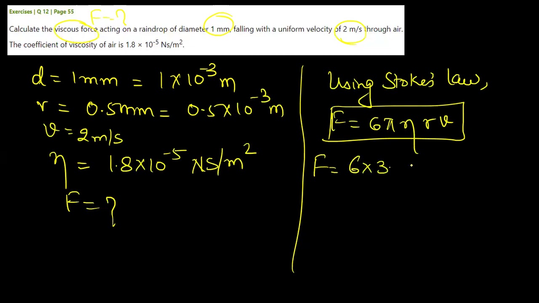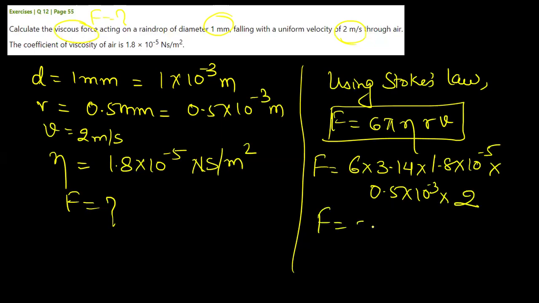6 into 3.14 into eta का वैल्यू 1.8 into 10 raised to minus 5 into radius का वैल्यू 0.5 into 10 raised to minus 3 into velocity का वैल्यू 2. So when you solve this, you get the value for viscous force. When you substitute the values and solve, you get the viscous force F equal to 33.912 into 10 raised to minus 8 Newton. That is the answer.